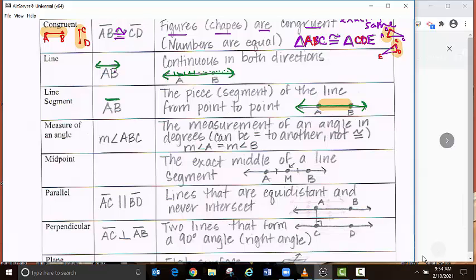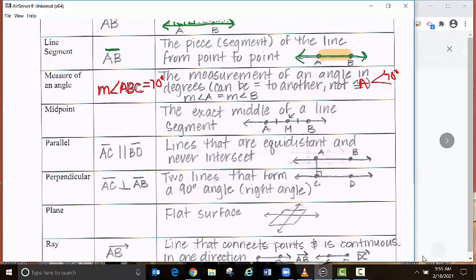Okay, now we're talking about how big something is. This is the measure of angle ABC. How much does it open? Okay, so maybe this is angle A and it opens 70 degrees. It's talking about how much on the protractor. Next is the midpoint. It's the dot right in the middle, cuts it in half.